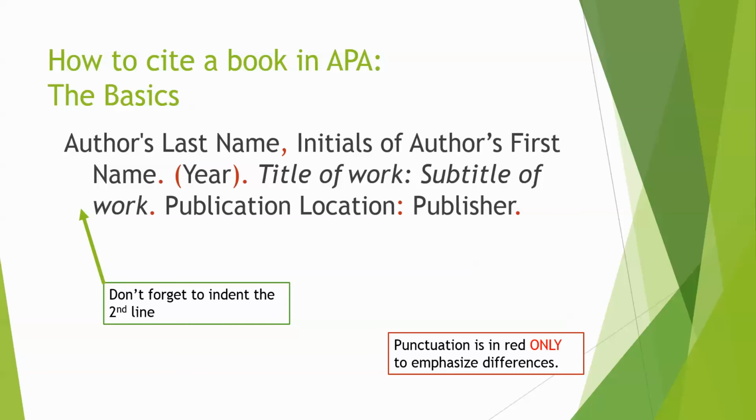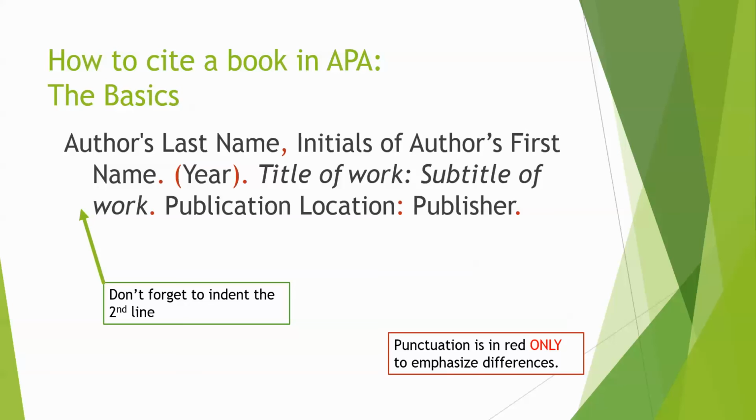Just like in MLA, APA lists the author's last name first. One major difference is that APA only gives the initials of the first name and doesn't actually write out the whole first name. Next, we have the year of publication. If you don't find the date, it's rare for a book, but it can happen, you can add N period D period for no date.